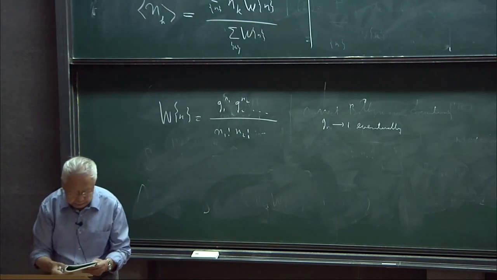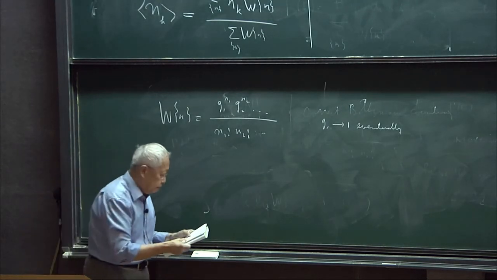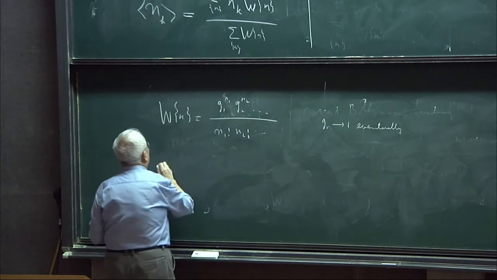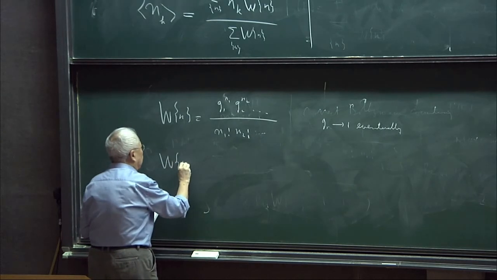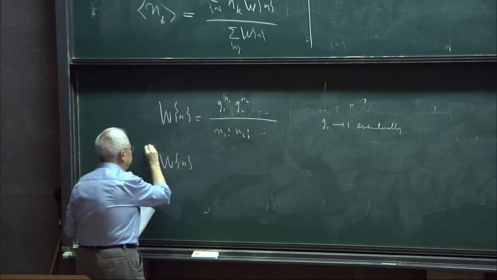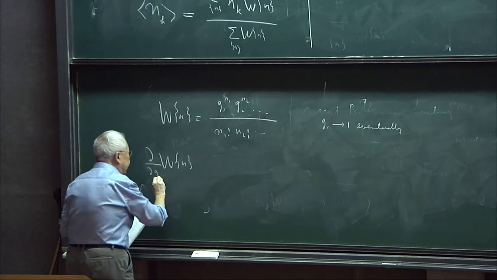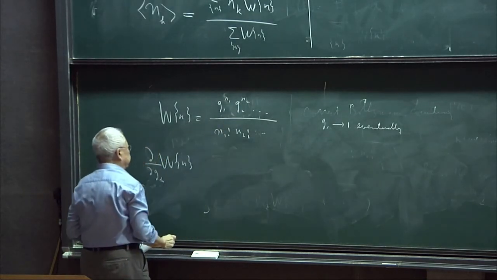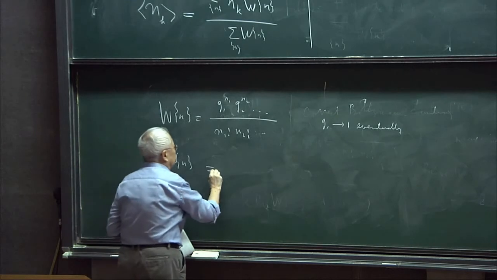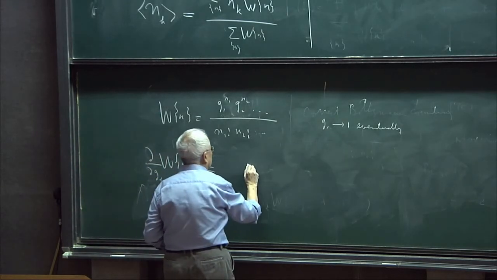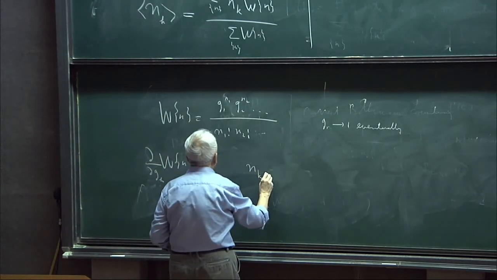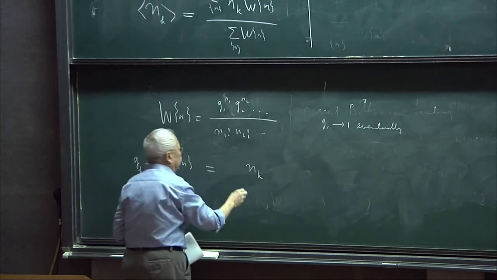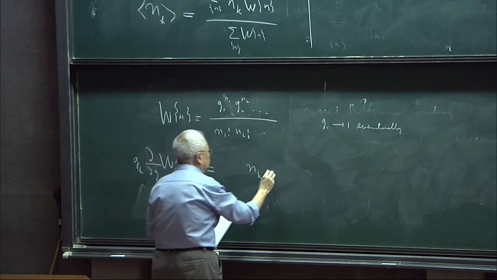Notice that I will take W of n. If I differentiate with respect to the nu k, I just bring down a power of n. So I'll just get nk. And if I multiply again by g k, I restore the thing. So this just gives me nk times W.